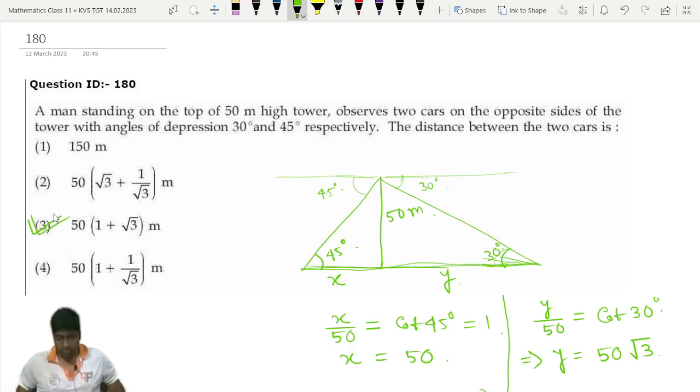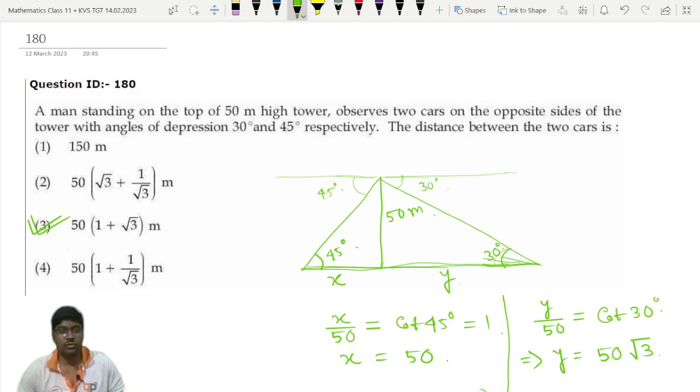Anyway, this was the last question of this session, and also the last question of the KVS TGT question paper, which was held on 14th February 2023. So we have solved all the 100 questions starting from question number 81 to question number 180. We have given all the detailed solutions, explained all the reasons, and wherever shortcut tricks are applicable, we have applied them to save your time.